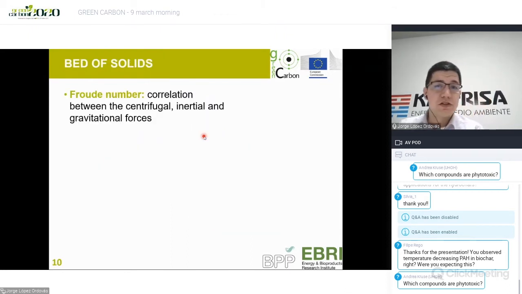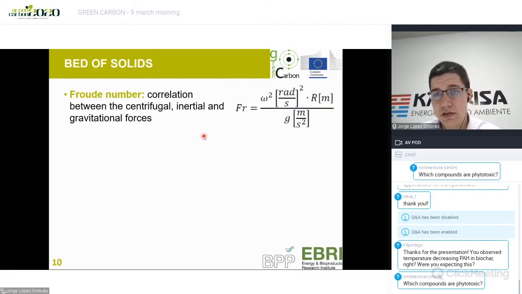So for the bed of solids, one of the first parameters I came across during my research was the Froude number, which correlates the centrifugal, the inertial, and the gravitational forces. So it's represented by this formula. This is the rotational speed to the power of 2 multiplied by the radius and divided by the gravity. But what does it mean? It doesn't seem to mean a lot.